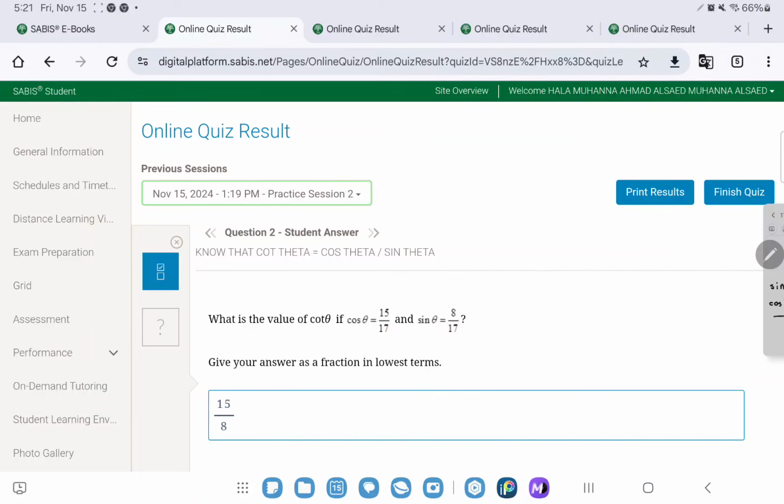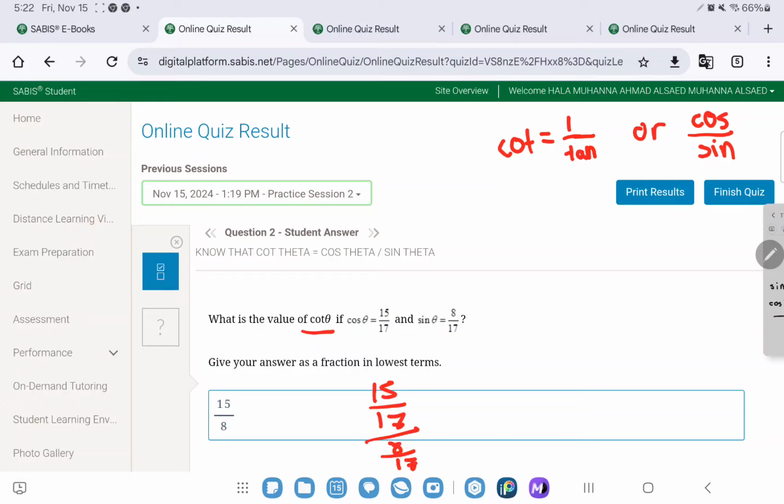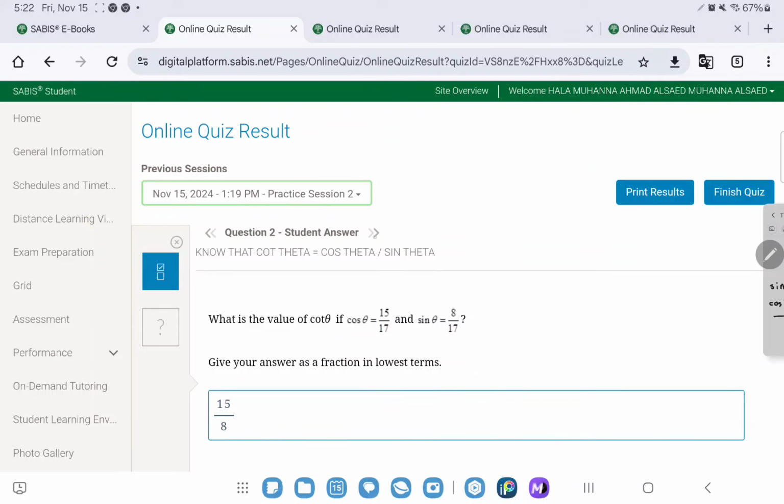What's the value of cotangent theta? Again, cotangent equals 1 over tan or cosine over sine. So 15 over 17 over 8 over 17. What did I just tell you? If they have the same denominators, cancel each denominator with each other. You're going to be left with 15 over 8. And that's your answer. Now let's move on.